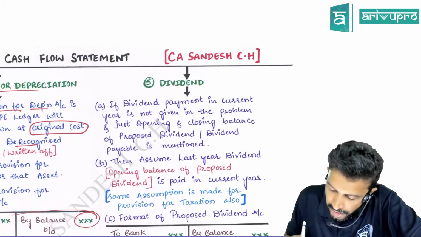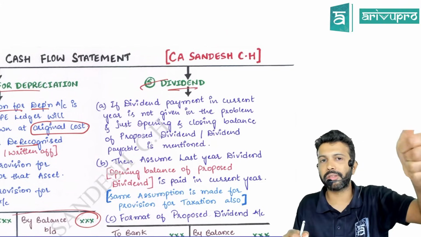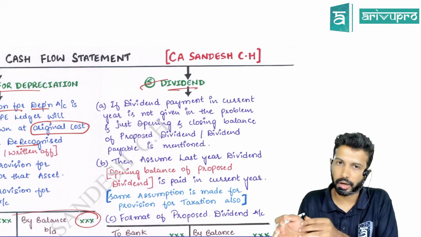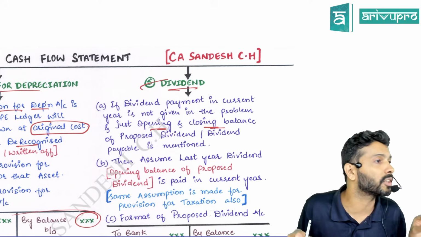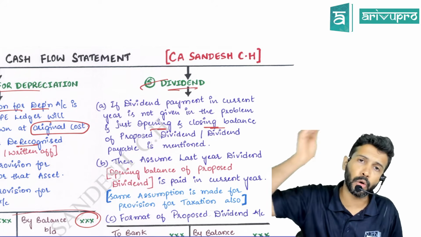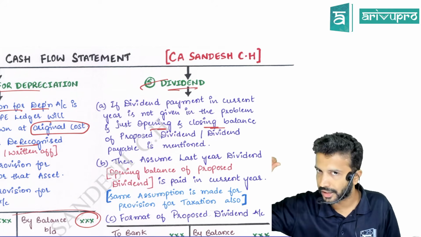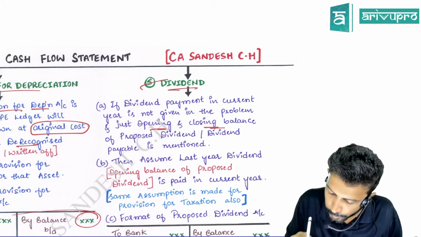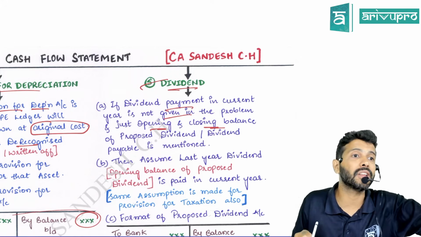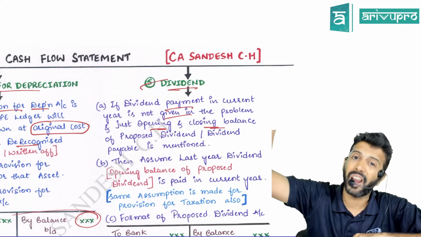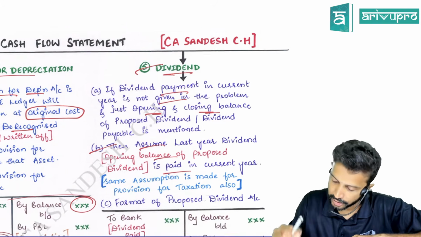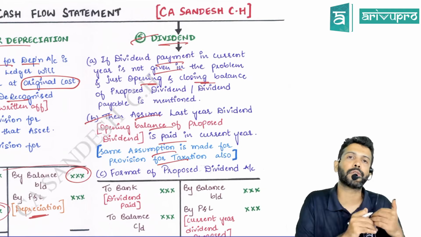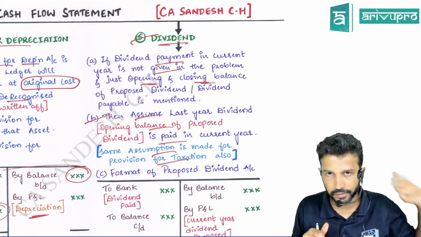This is just for your quick reference I've given. All right. Then some other component is the dividend. With respect to dividend and provision for tax, we have one shortcut. If only opening balance and closing balance are given to us in the question, no other data, then we assume that the opening balance, since it relates to last year, has been paid out in the current year. This particular assumption is made both for provision for taxation as well as the dividend adjustment.